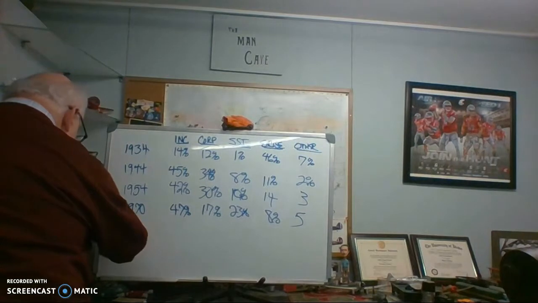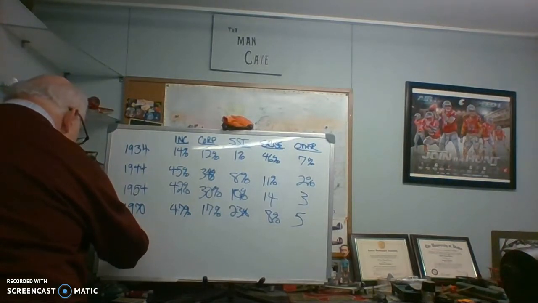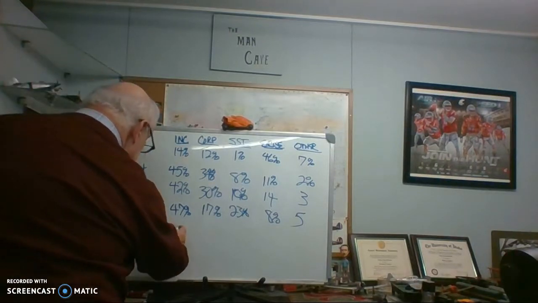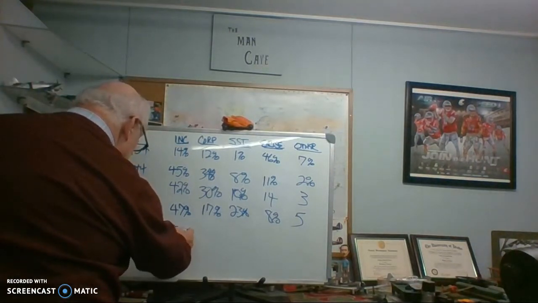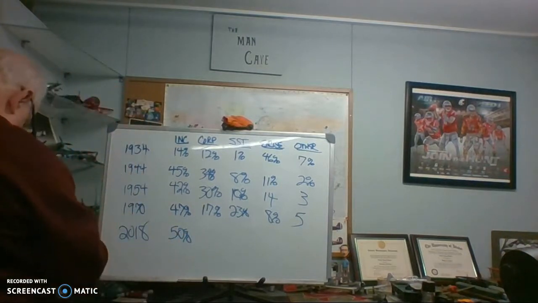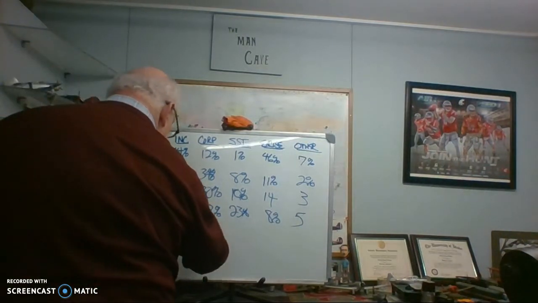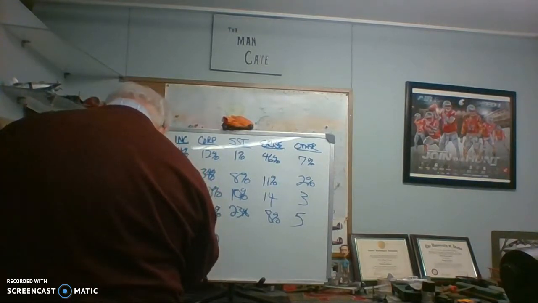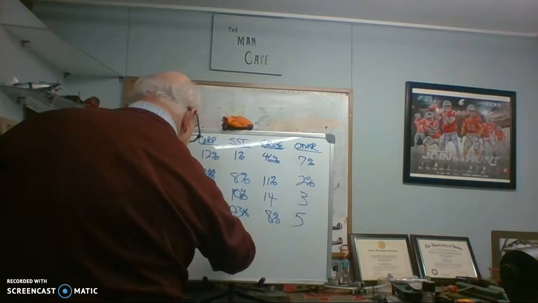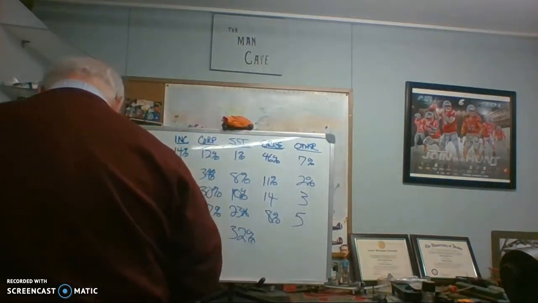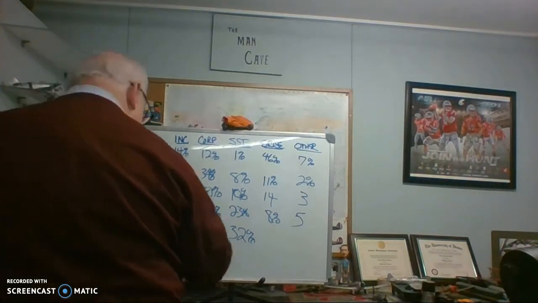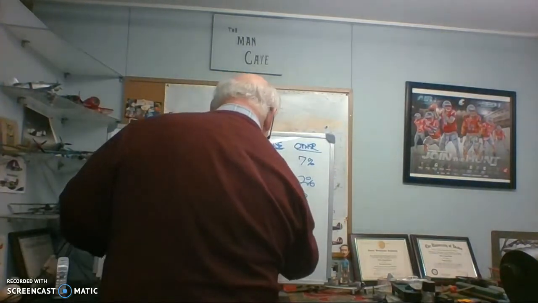Now, 2018, and these are estimates, but they think they're pretty good. From income tax, the government got 50% of all their money. Corporation is down to 11%. Social Security is up to 32%. Excise tax down to 3%. And then this is at 4%.